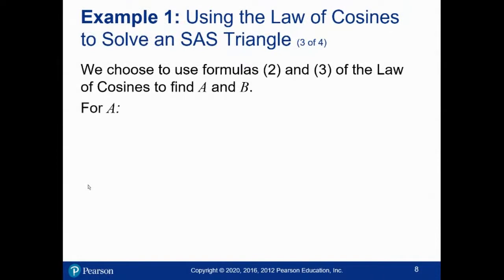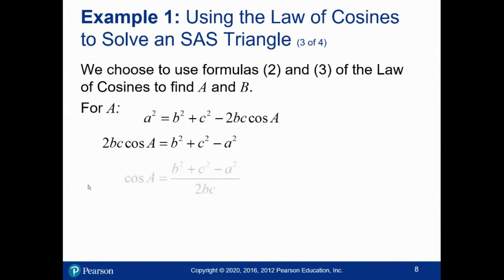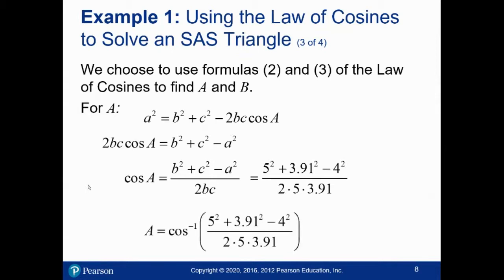To find angle A, we're going to use the version of the law of cosines that has angle A in it. Remember, at this point, we already know all three side lengths. So we solve for angle A and plug in the side lengths that we know, 5, 3.91, and we end up with A as the arc cosine of this. Arc cosine gives me something between 0 and 180 degrees, and it's not ambiguous. It's perfectly suited to find angles of triangles. This works out to be 51.6 degrees, and there's no two options about this at all.